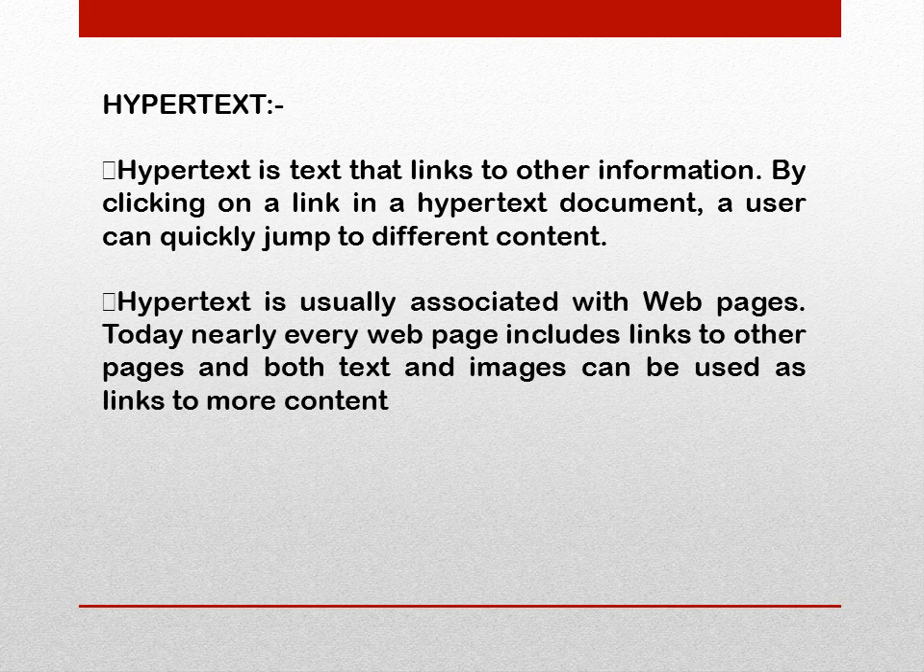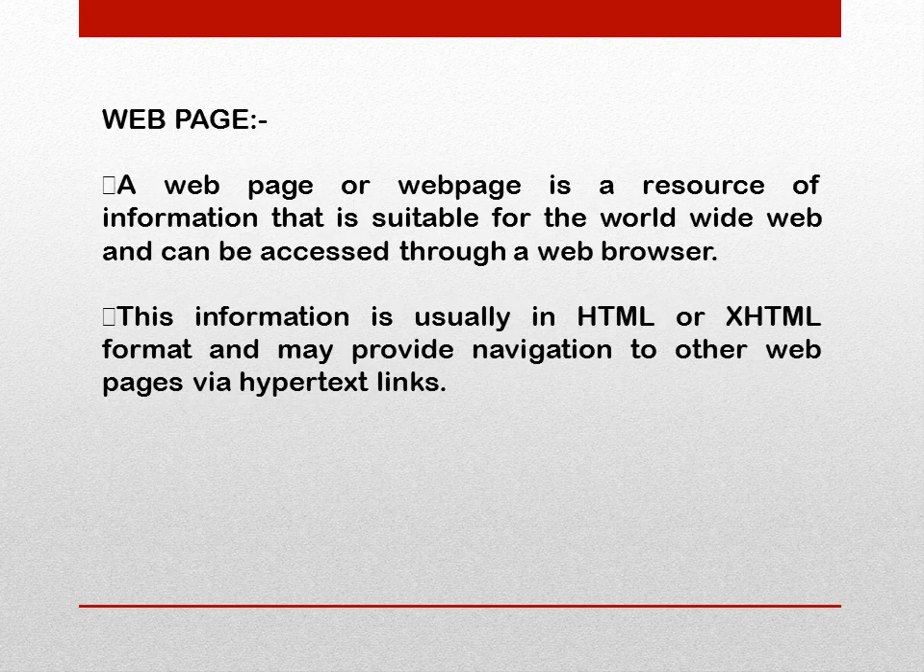Now what is hypertext? Hypertext is text that links to other information. By clicking on a link to a hypertext document, a user can quickly jump to different content. Suppose you don't know the meaning of certain words, you can just click on it and get more information.